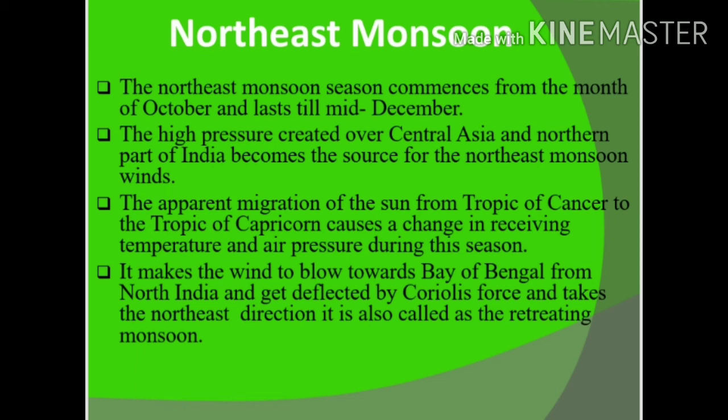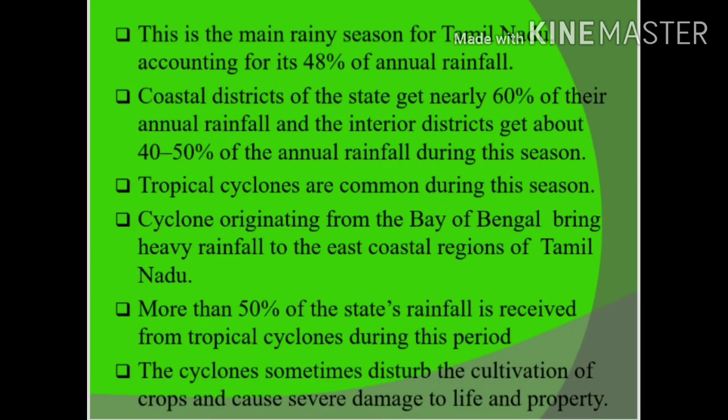It makes the wind blow from North India towards the Bay of Bengal, and then it is deflected by the Coriolis force and takes the northeast direction. The wind starts blowing from the northeast direction. That is about the northeast monsoon. It is otherwise called the retreating monsoon. This is the main rain season for Tamil Nadu, accounting for nearly 48% of rainfall. So Tamil Nadu receives nearly 48% of its rainfall from this northeast monsoon.